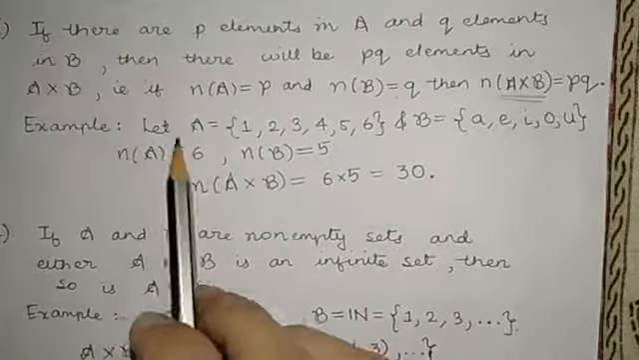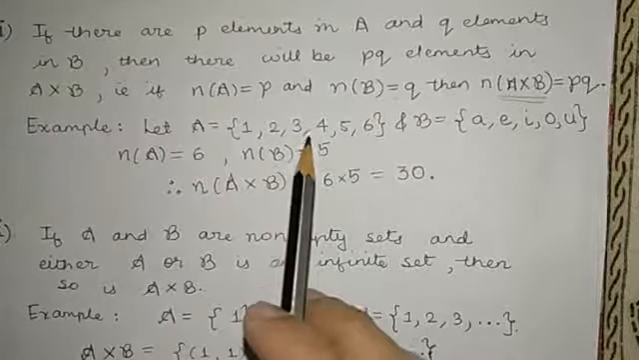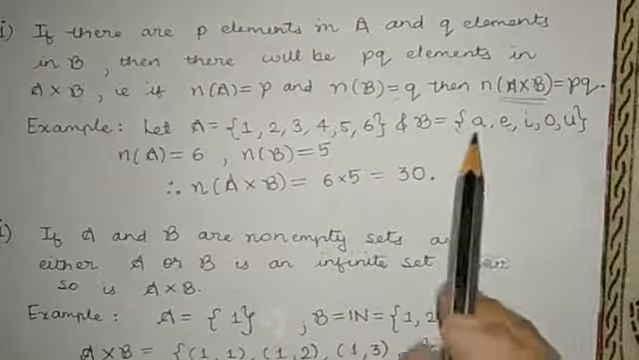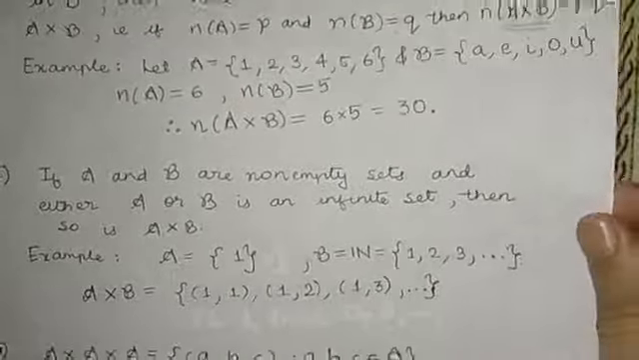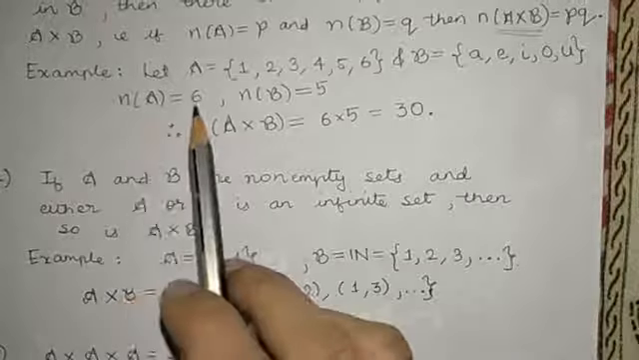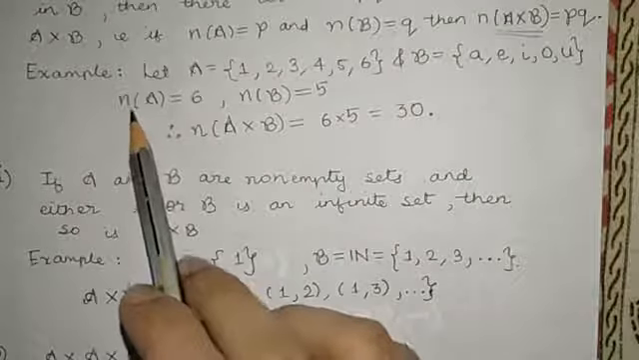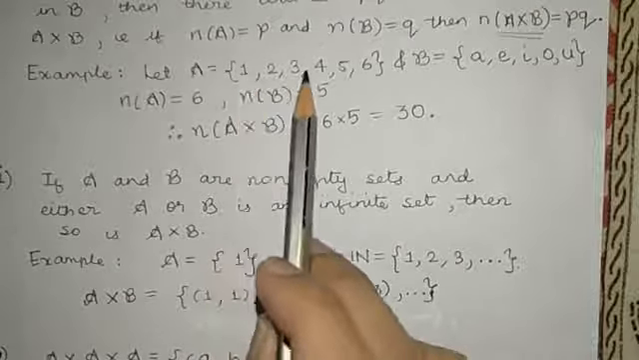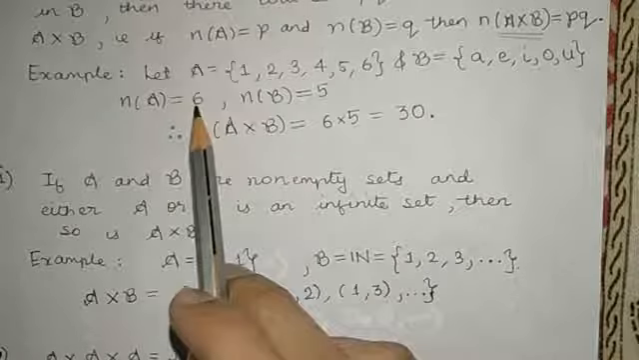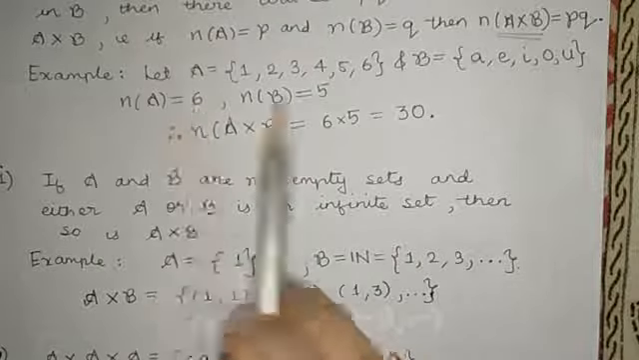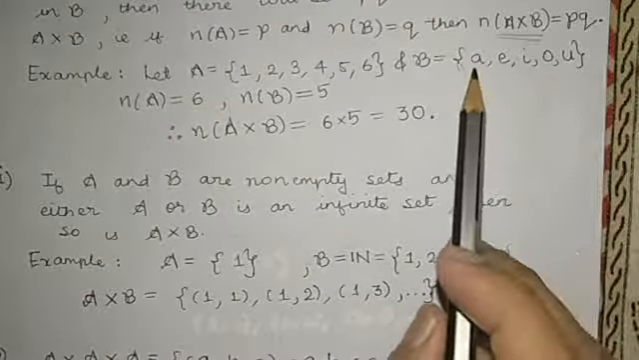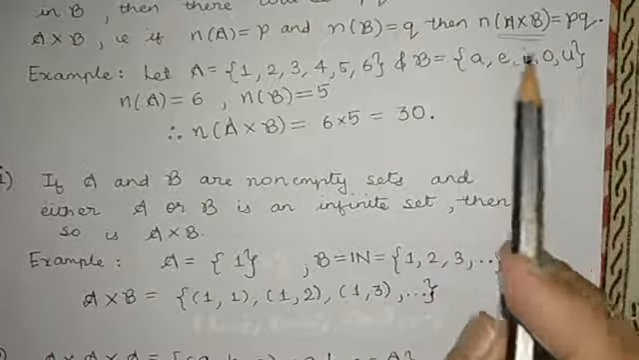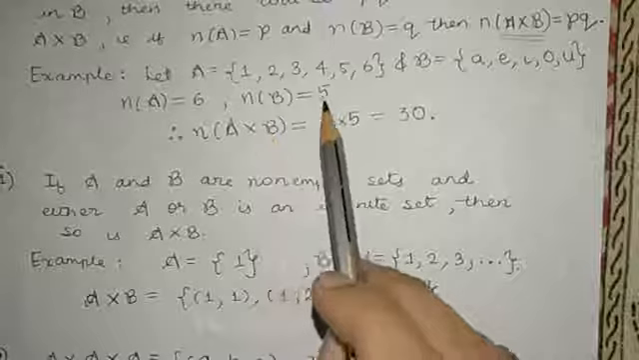Let us look at an example. Let A be equal to {1, 2, 3, 4, 5, 6} and B be equal to {A, E, I, O, U}. Now if you look at n(A), the number of elements in the set A, you can count: 1, 2, 3, 4, 5, 6. So 6 elements are there, so n(A) is 6. Similarly, if you look at the set B, it has A, E, I, O, U: 1, 2, 3, 4, 5 elements are there. So n(B) is equal to 5.